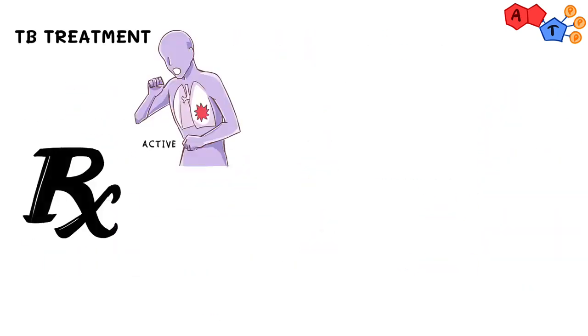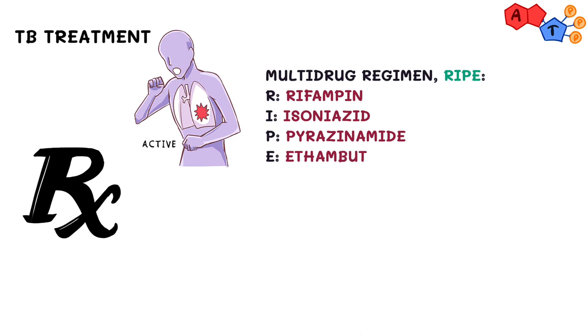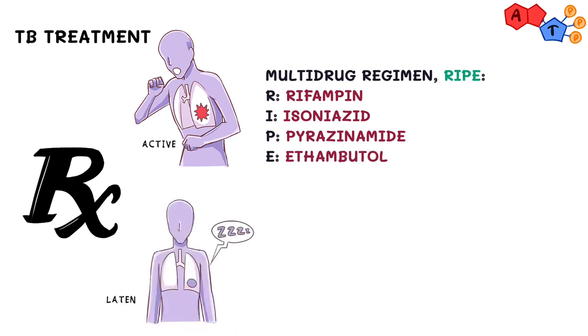Active patients require a multi-drug regimen, which includes RIPE, which stands for rifampin, isoniazid, pyrazinamide, and ethambutol. Patients with latent TB can be given isoniazid as monotherapy. After we've discussed everything regarding TB, now we're going to talk about how we can prevent it.